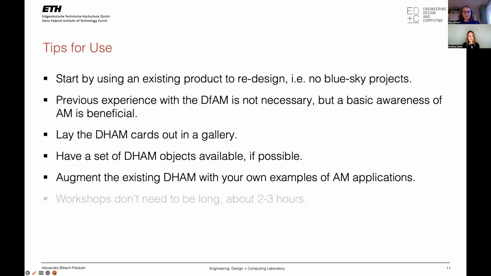And then finally, the workshops don't need to be long. 2 to 3 hours we found was plenty of time to get to know how to use the DHAM and run an ideation workshop and discuss the results. You really don't need a lot of time or previous knowledge in order to do this.